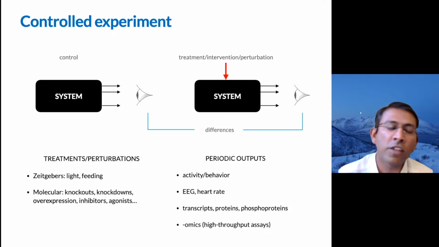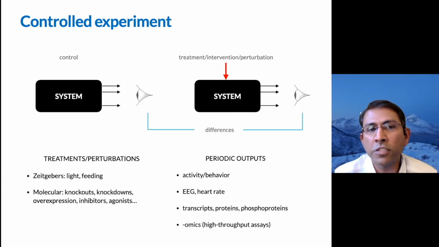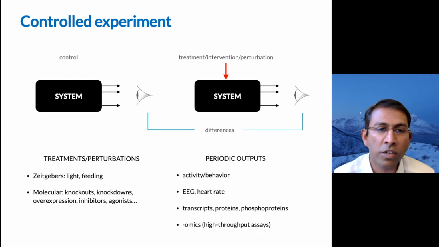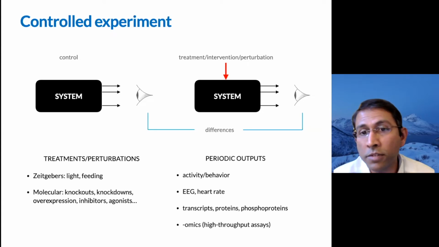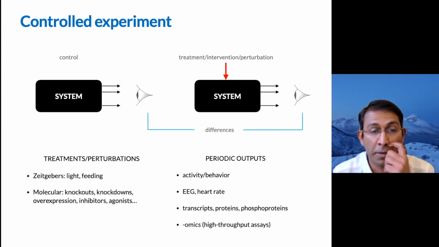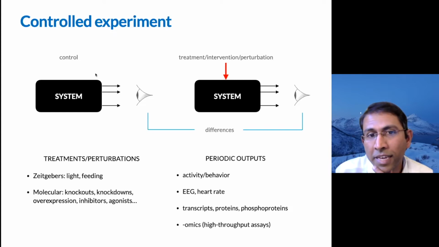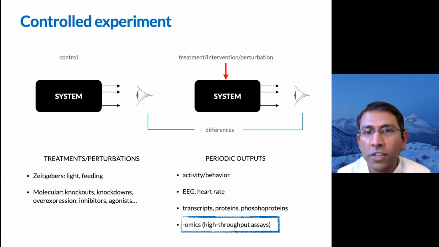In our context today, these treatments or perturbations might be variations in the Zeitgeber input to the system, or they could be molecular in nature, such as knockouts, knockdowns, overexpression, and so on. In terms of outputs, we already heard several today. It could be at the whole organism level, at the systemic level. It could be activity, behavior, at the tissue level, or it could be individual components of the molecular clock. And if one uses a high throughput assay, one might screen multiple of these molecular clock components in one go. And that's going to be the focus of my talk today.